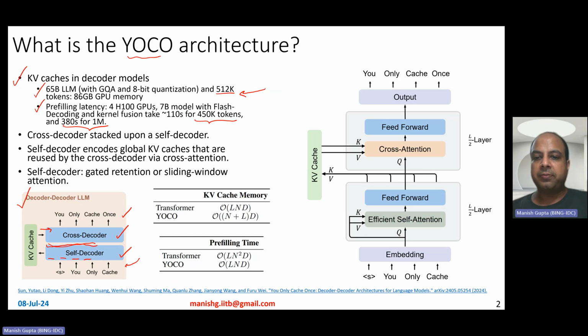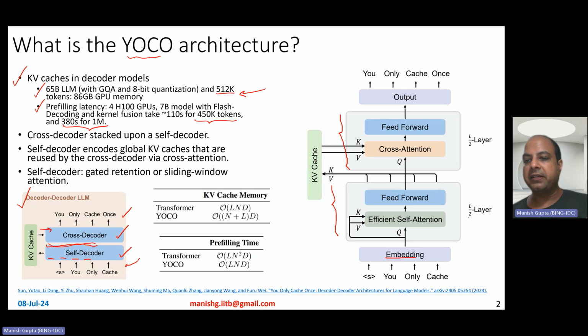Okay. So what do you observe here? At the input, you are providing this input, You Only Cache Once, right? And then, of course, you have the embedding layer, which embeds this input. Then, if the number of layers in your overall network is L, the first L by 2 layers are your self-decoder, and the next L by 2 layers are your cross decoder, right? So the first L by 2 layers are self decoder, the next L by 2 layers are cross decoder. Okay.